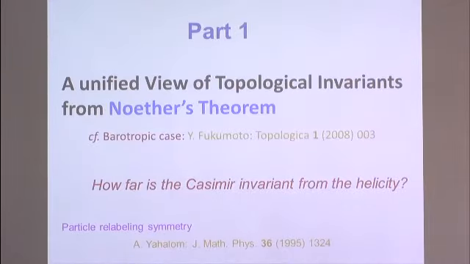This has two parts. First, we consider how far this Casimir is from the helicity. Yes, many people have made contributions. Casimir or helicity comes as an invariant associated with the particle relabeling symmetry, and here Arnold has contributions. Also, there was a beautiful talk by Professor Ovsyannikov.